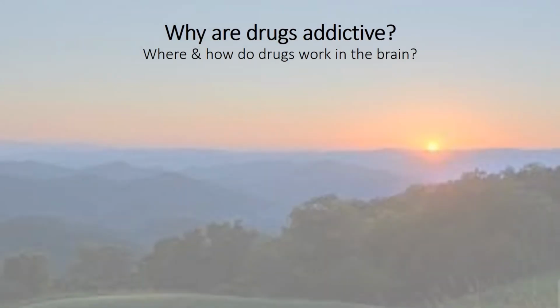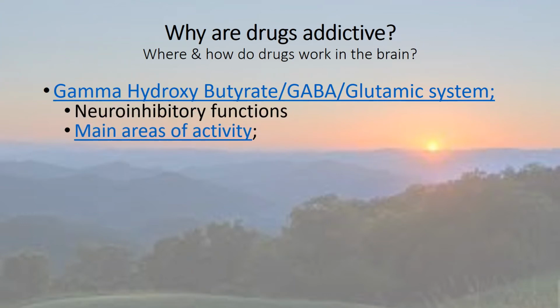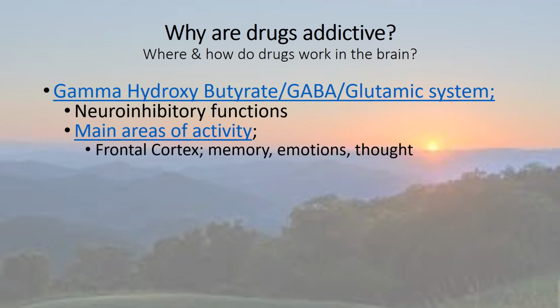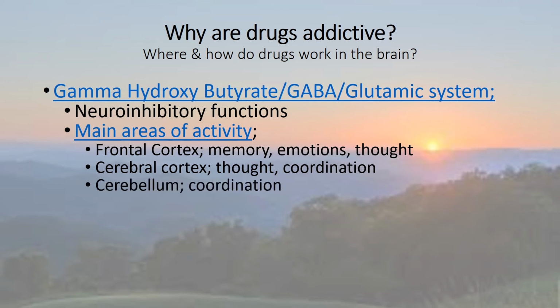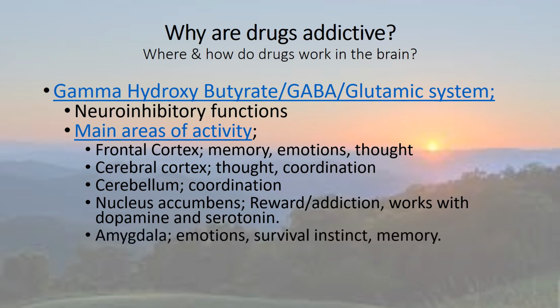Gamma hydroxybutyrate, the GABA system, has neuroinhibitory functions. The main areas would be the frontal cortex, memory, emotions, thoughts, cerebral cortex, thought coordination, cerebellum coordination, nucleus accumbens, the reward addiction centers working with dopamine and serotonin, the amygdala involved with emotions, survival instinct, and memory, and the hippocampus.